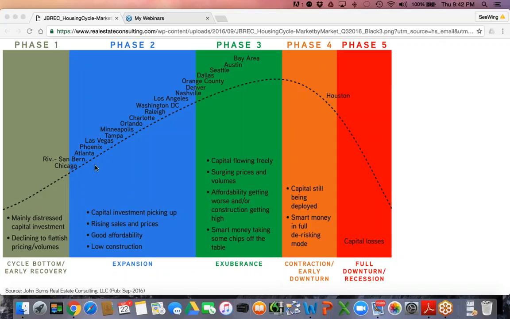I want to go through the analytical stuff, the numbers, which I've been teaching you. Before I do that, let's go over some of the cities affected in this phase two recovering cycle, still pretty much at the bottom but recovering. We call it expansion phase two, which is in Southern California, San Bernardino, Atlanta, Georgia, Phoenix, Las Vegas, Tampa, Minneapolis, Orlando, Charlotte, Raleigh, DC, LA, Nashville, Tennessee, and Denver.